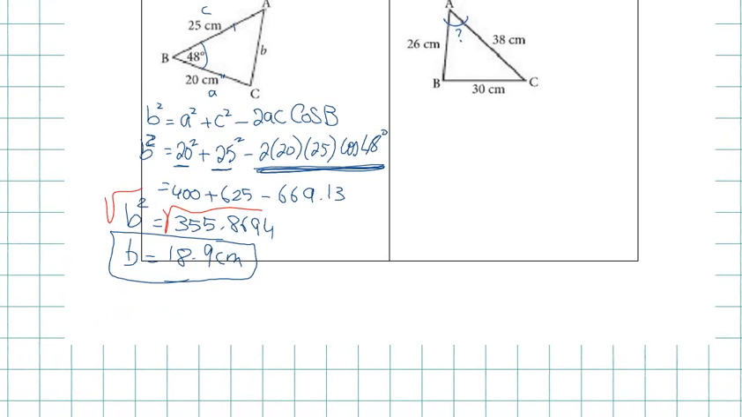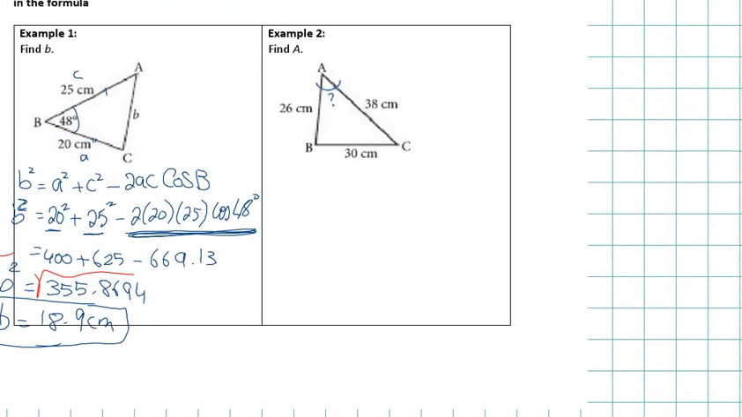Look at this one. What do I know? 3 sides. And what is it asking me to find? Which angle? Since I'm finding angle A, let's name these A, B, C. So what's the formula? Cosine A equals B squared plus C squared minus A squared over 2BC.